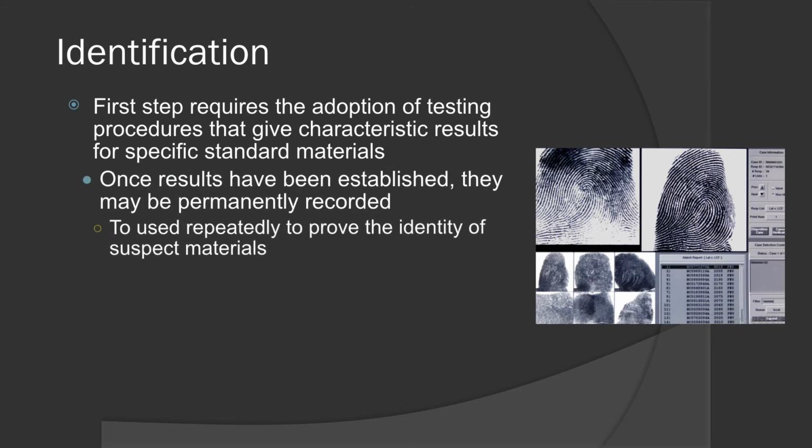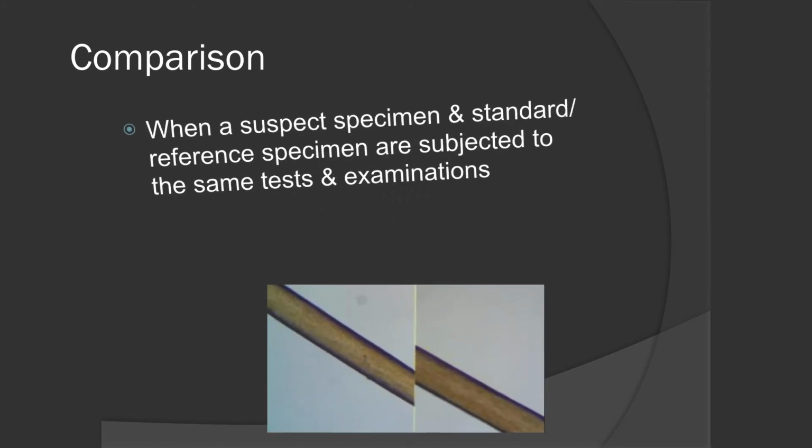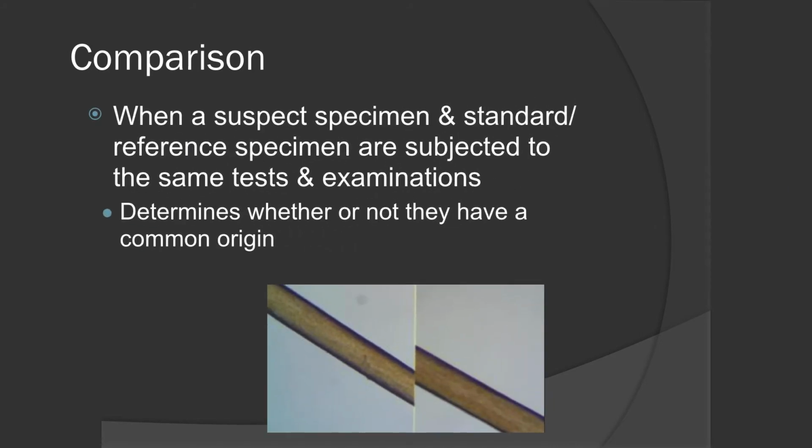The first step requires the adoption of testing procedures that give the characteristic results for a specific standard. Once the results have been established, they may be permanently recorded, and this is so they can be used repeatedly to prove the identity of substance materials or suspect materials for years to come. The second step then requires the number and type of tests that are needed to identify a substance, and they must be sufficient to exclude all other substances. Once an identification has occurred, then the comparison starts.